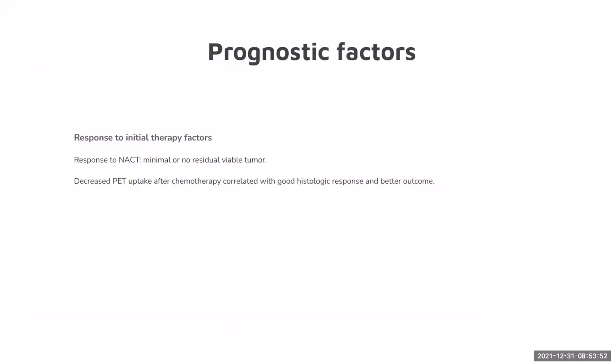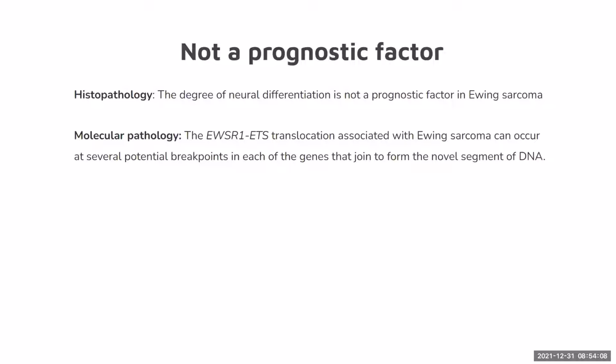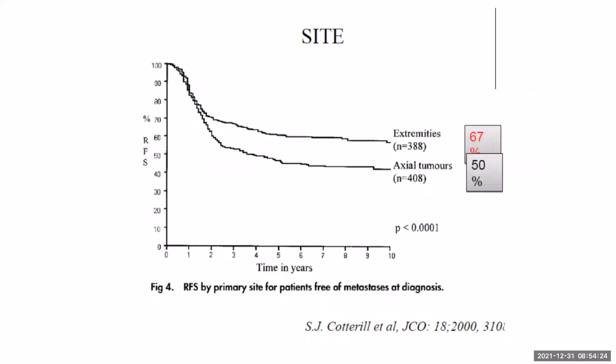Other prognostic factors that we can see are response to initial chemotherapy, whether there was minimal or no residual disease after local therapy, and PET CT scan response has correlated with good outcome. Which have not shown any prognostic significance are the degree of neural differentiation and the molecular pathology, whether there is a translocation or not, associated with the translocation of EWS, or in what breakpoint region the translocation occurred. These have not shown any significance.